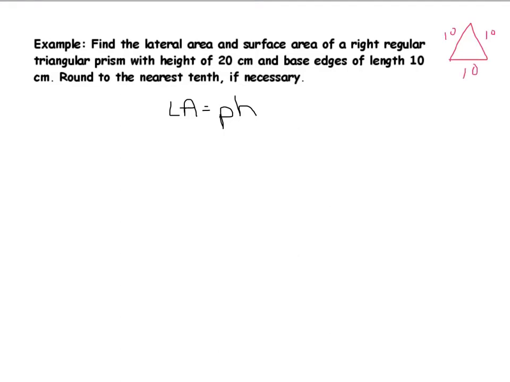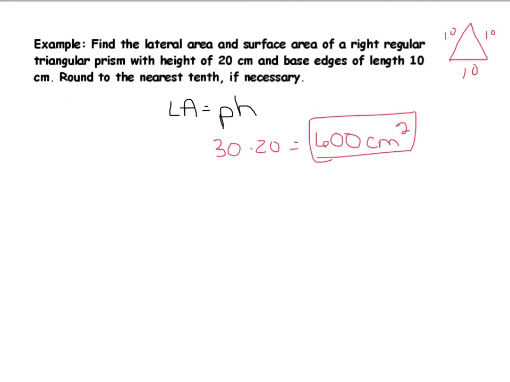Okay, so the perimeter of the base in this case is 10, 20, 30. So this is going to be 30. And now times the height of the solid. Well, they tell you the height of the solid is 20. So times 20, my lateral area is going to be 600. And now don't forget we're looking for units, centimeters squared, area. So there's one right there.